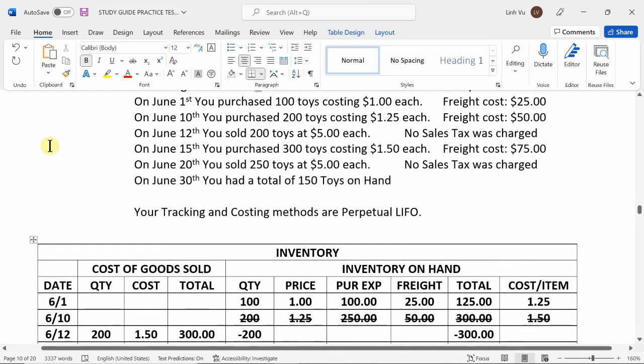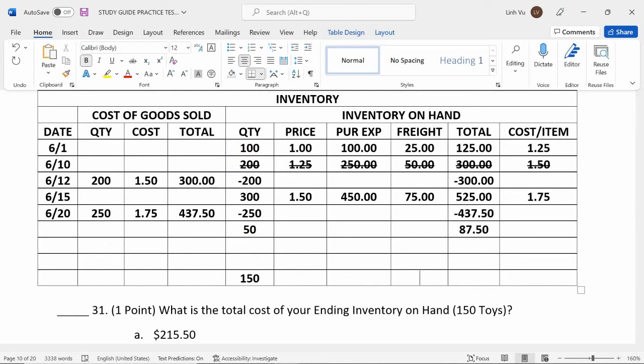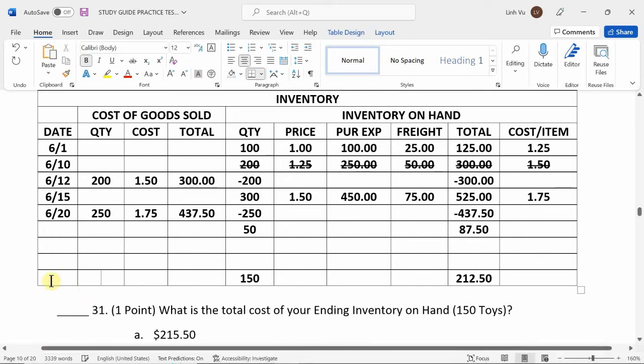And then, of course, you're given here that on June 30th, you should have a total of 150 toys on hand. Is that true? Well, let's see. I have 100 from my previous, and I have the 50 remaining. So, yes, I do have 150 units at a grand total cost of whatever 125 plus 87.50 is, $212.50. And how much was my total cost of goods sold?